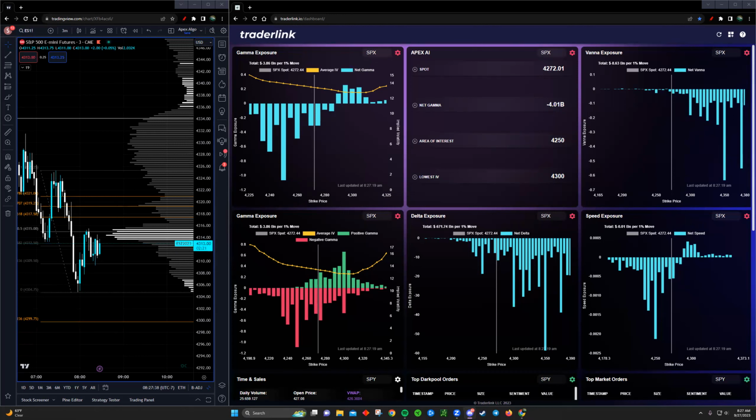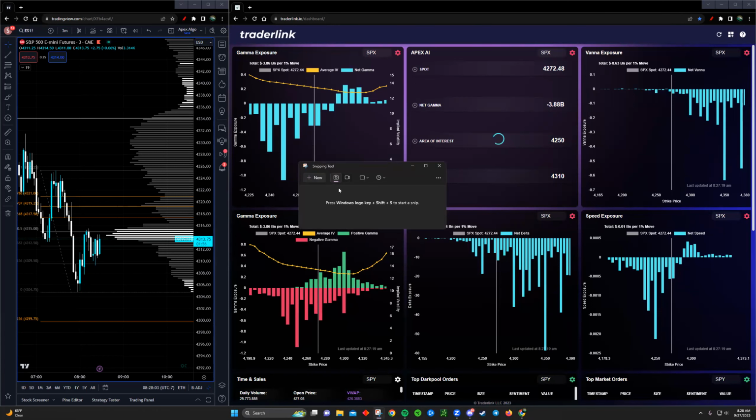What makes 41.90 the downside target? It's the lowest IV in the AOI. Now it's 4,200, the lowest IV swapped over. You just do AOI minus lowest IV, then you take that number minus the area of interest, and then you get the hedging change.